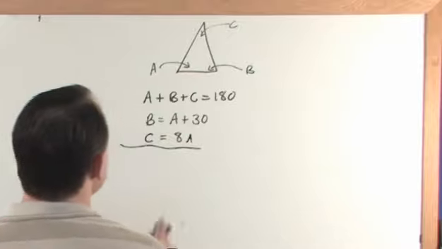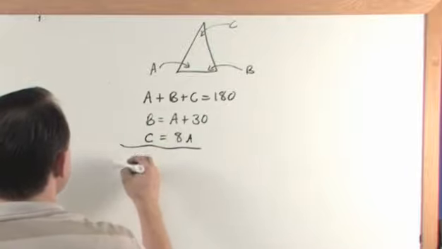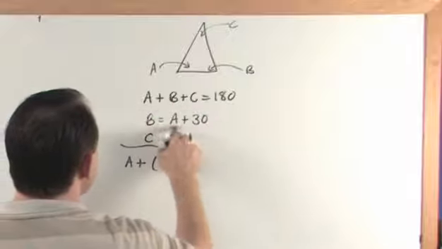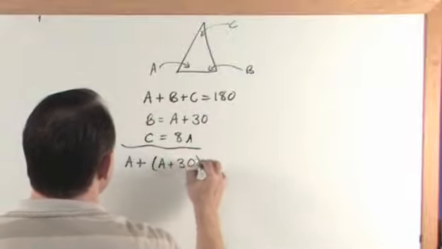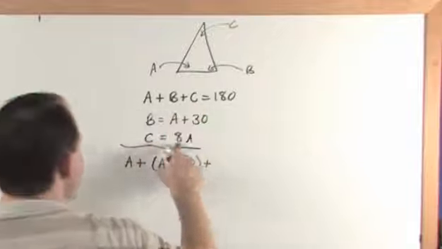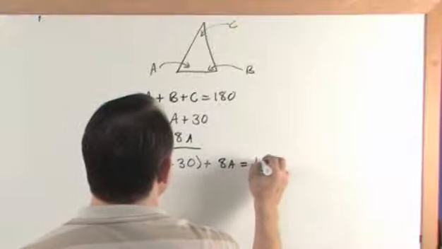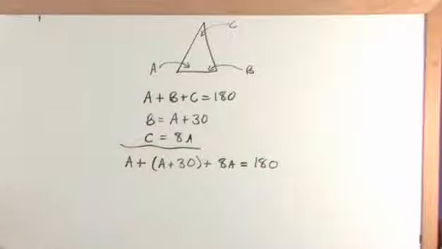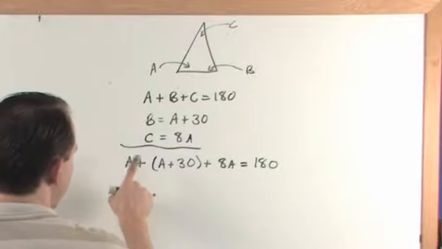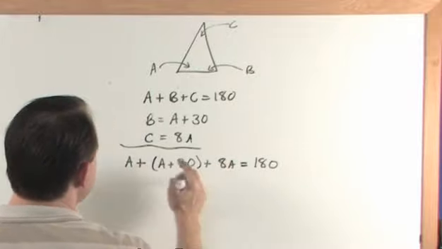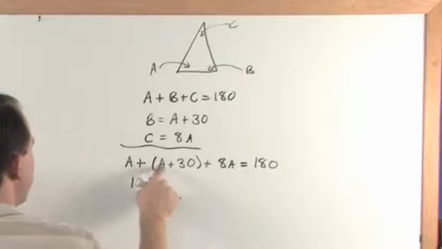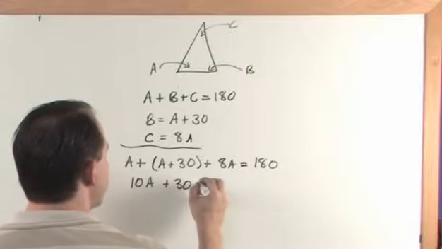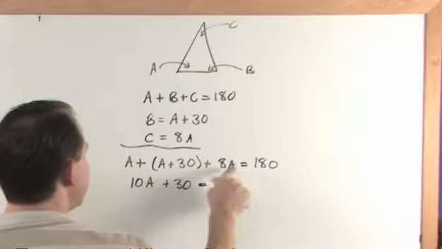So, let's go ahead and plug these values into the top equation. A plus, using this equation, B, but B is simply A plus 30, plus C, but C is given by 8A, is equal to 180. So you see, all I'm doing is using these equations and plugging in for B and plugging in for C. So A plus A plus 8A is 10A, plus the 30 here is equal to 180. All I've done was add the A's up.